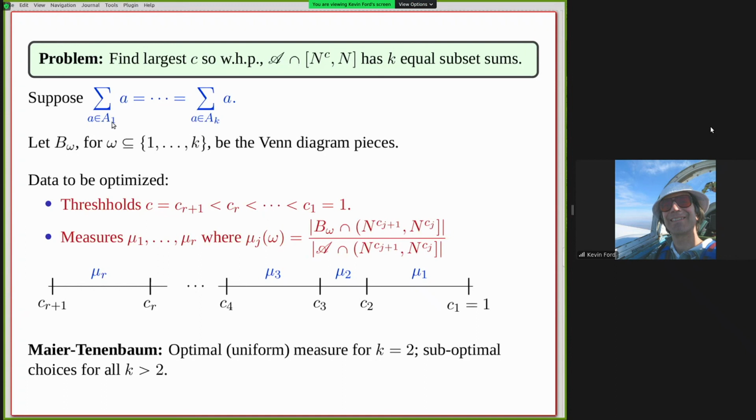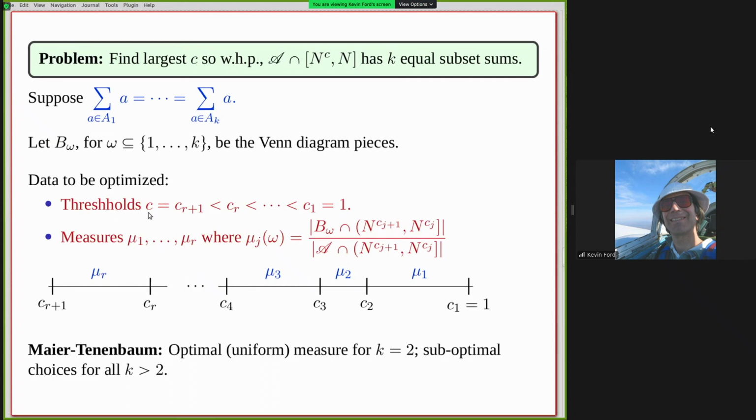Okay, so the subset sums will be capital A1 through capital AK. And what's important is to look at the complete Venn diagram for these k sets. That'll give 2 to the k pieces. I'll denote by B sub omega those different pieces, where omega is a subset of 1 through k, and it indicates which sets we are intersecting. On the next slide, I'll start showing some pictures of this.